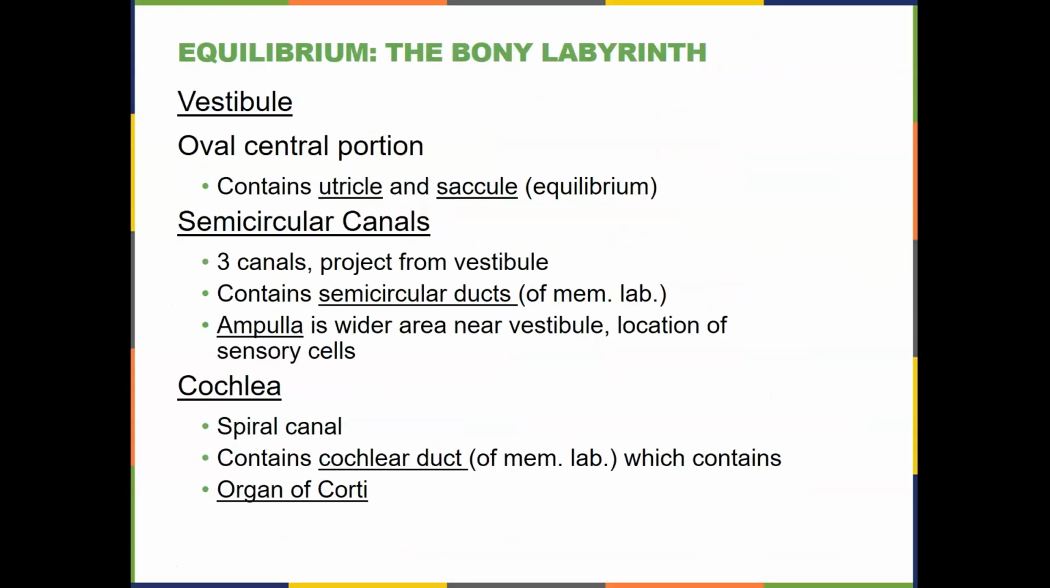All right, so we're going to start talking about equilibrium. Equilibrium is what keeps us upright. It gives us an idea of up and down. The oval central portion of the vestibule is broken into the utricle and the saccule. The utricle and the saccule are actually where equilibrium is detected.